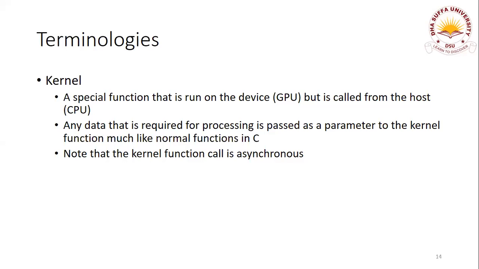A kernel is basically a special function that is run on the device, but it is called from the host. Called from the host means that the controlling power is the host, that is your CPU, right? Any data that is required for processing is passed as a parameter to the kernel function, much like a normal function in C. You might have noted that in C we write functions and pass parameters, right? So in GPU, if you have to pass some data, the data is passed as a parameter. That's it.